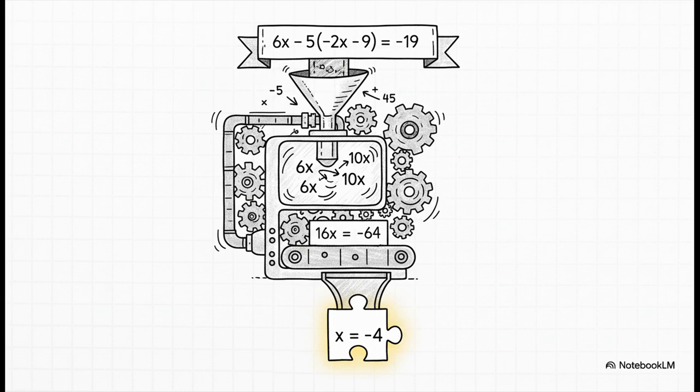Then we've got to move that 45 over, so we subtract it from both sides. That gives us 16x equals negative 64. One last step, divide by 16, and there we have it. The first piece of our puzzle is found, x equals negative 4.